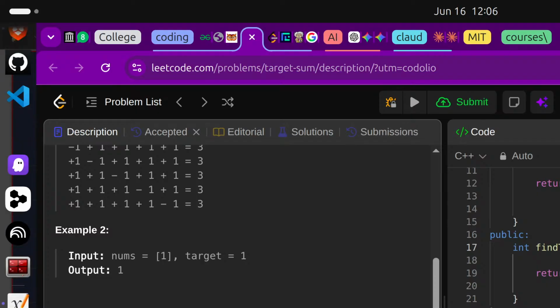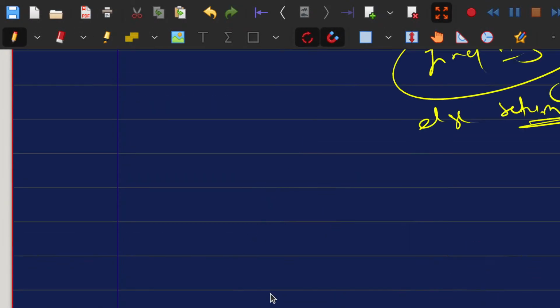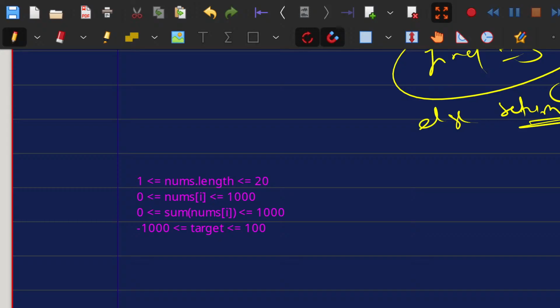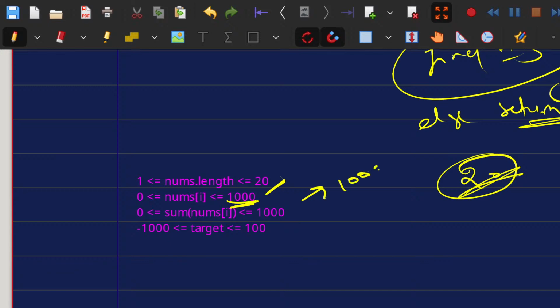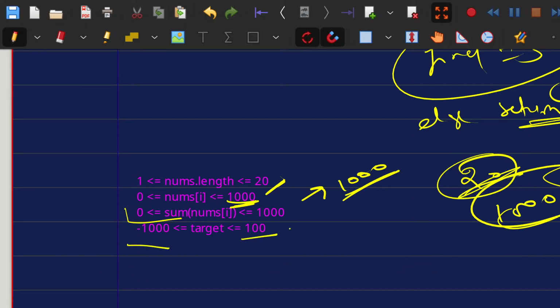Okay, Control C here. Alright. Like this here. So what I'm saying, let's forget the nums length, this is 20. Why? We don't care about it. Every value can go max to 1000, right? And this is saying that if we sum all of the nums values, it cannot go greater than 1000 also. And target can go from minus 1000 to 1000.